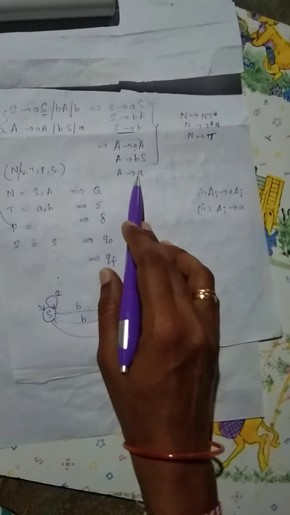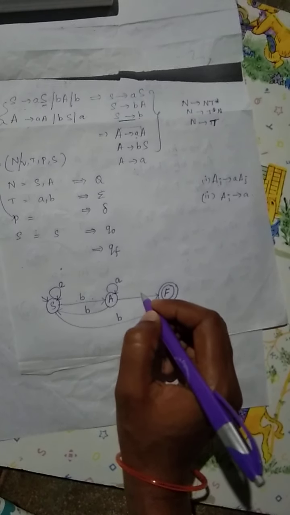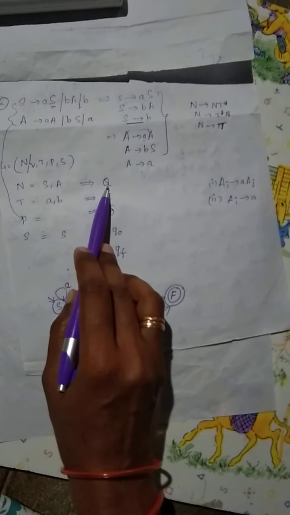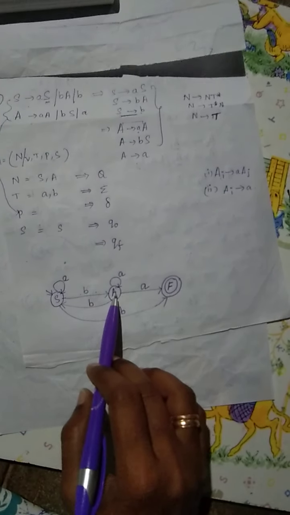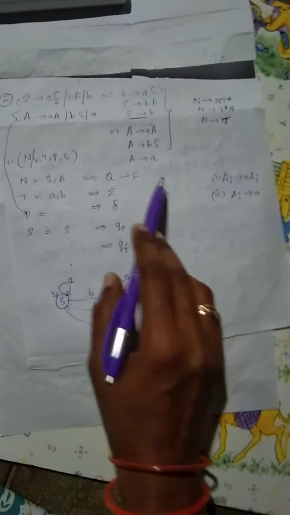A tends to a: take the terminal symbol a from A, and it goes to the new state F. What is the input symbol here? a. Now come to this one. What are the non-terminals? S and A act as the states here, and we are taking one more new state, F. So totally how many states do we have now? S, A, F. Input symbols a and b are the sigma.